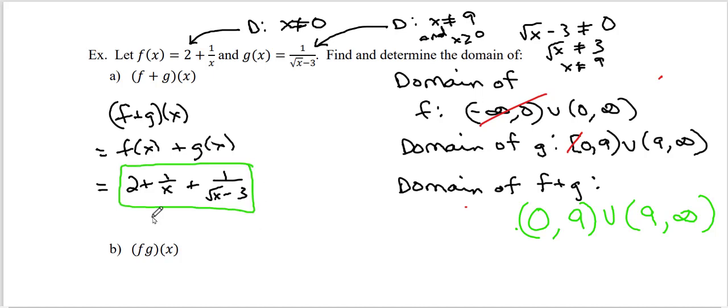And if you look back at our actual result that we got here, that kind of makes sense. You can't have x equals 0 because of this guy. You can't have negative x's because of that guy. And you can't have 9 because of that denominator.